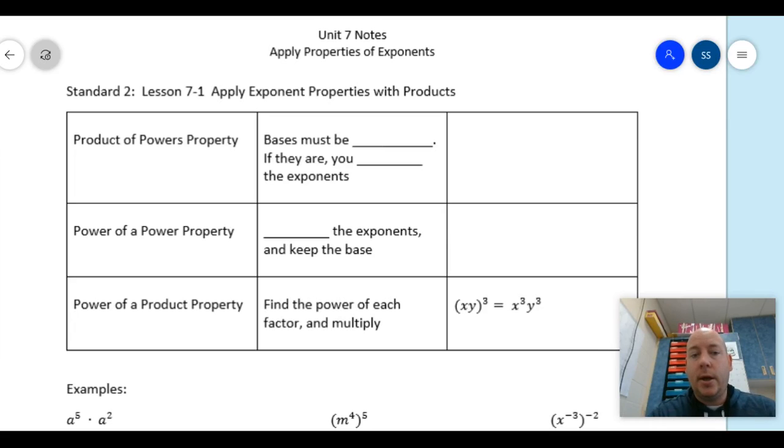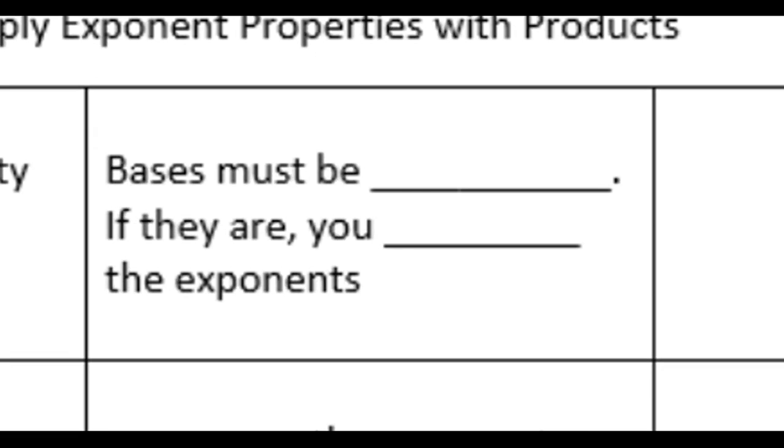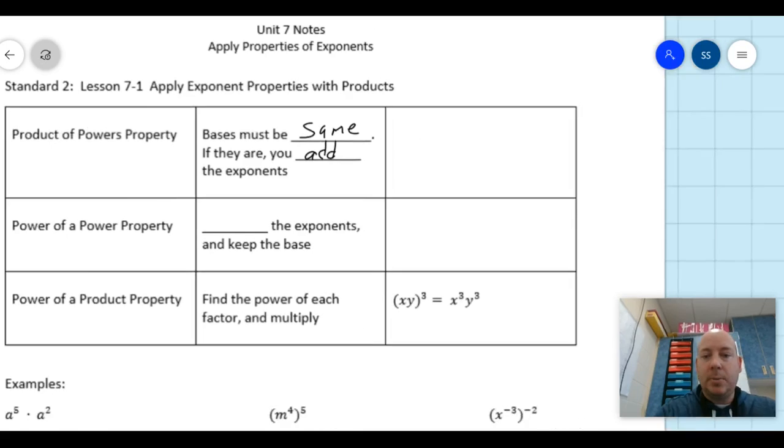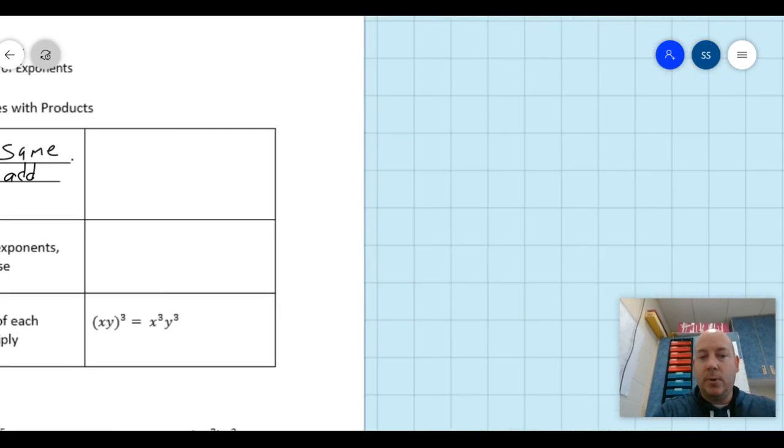All right, we're going to look at a couple more properties with exponents, and this is exponent properties with products. So you've got the product of powers property. It's kind of a mouthful to say. It says we're dealing with situations where bases are the same, and if they are, you simply add the exponents. So an example of this, come over here and then we'll fill in the table.